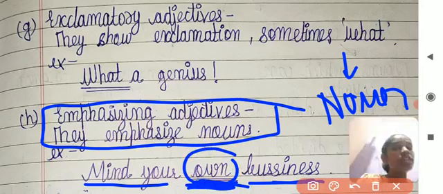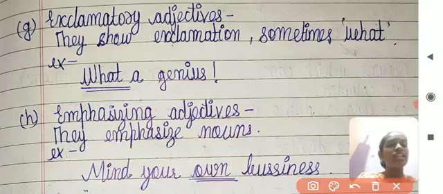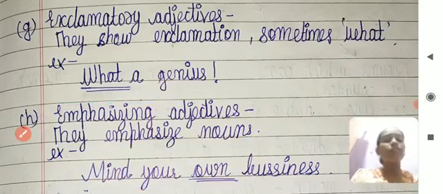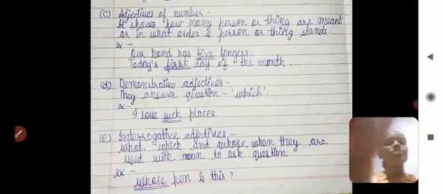So here own is an emphasizing adjective because it emphasizes that noun, that mind your business, but mind your own business. That shows the emphasis on the noun. That shows the pressure on the noun, that own, mind your own business. And hence we can say that own is an emphasizing adjective. So these were the 8 types of adjectives that we saw.